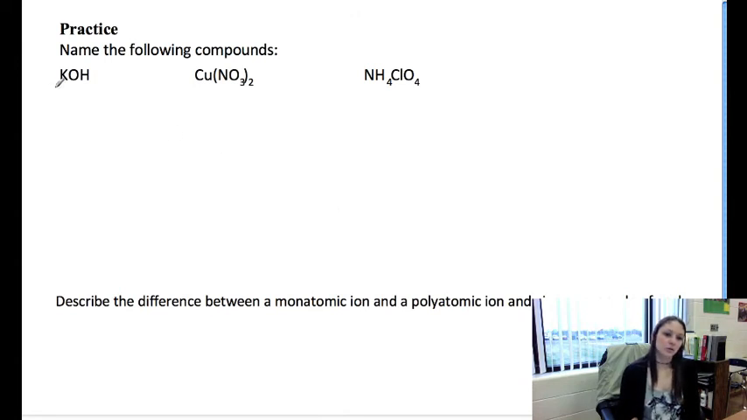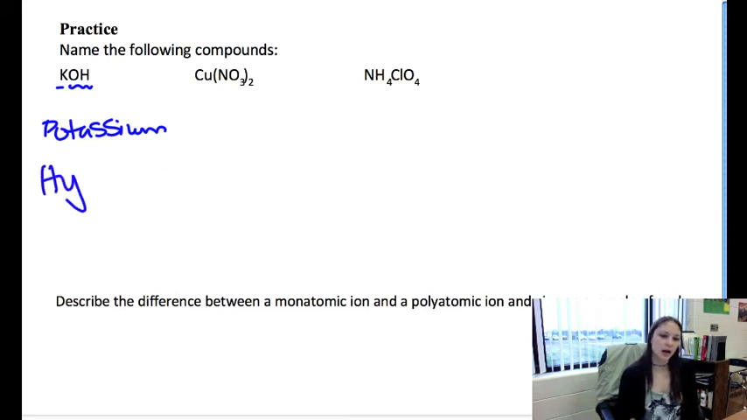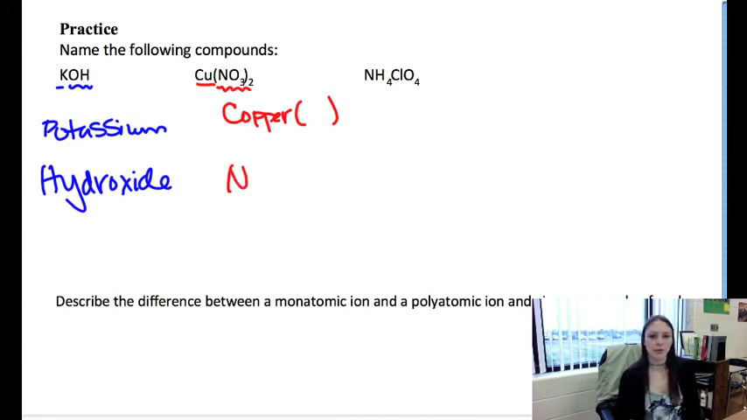Alright, we have KOH. K is potassium. Now look for OH. OH is not one element. It's a polyatomic ion. Look on the back of my periodic table, and it tells me that it is hydroxide. The next one I look at, okay, here's my metal. Got copper. Copper is a transition metal, so I need the Roman numerals there. NO3 is a polyatomic ion. Look on the back of my periodic table. It is nitrate. How do I know which copper? Well, NO3 is 1 minus total, and there are 2 of them. So copper needs to be an overall 2 plus, so it's copper(II).